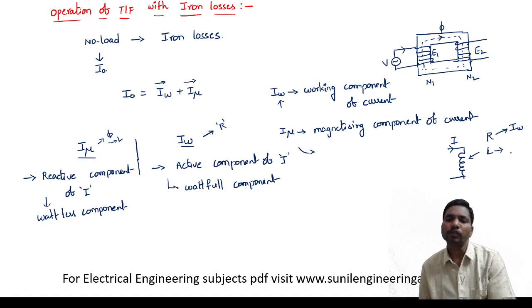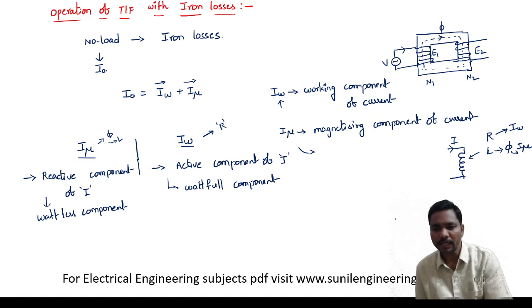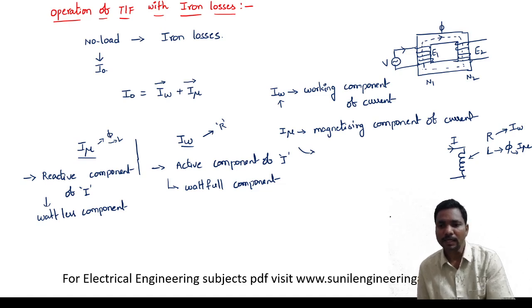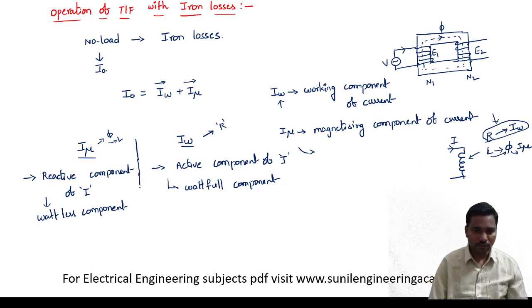Whenever the current flows through the inductor, a flux is produced. To produce this flux, we require the current, that is the magnetizing current. All of you getting? That is the magnetizing current. Due to the other current, we may have the losses. Due to this current, we may get the flux. So that is the difference.